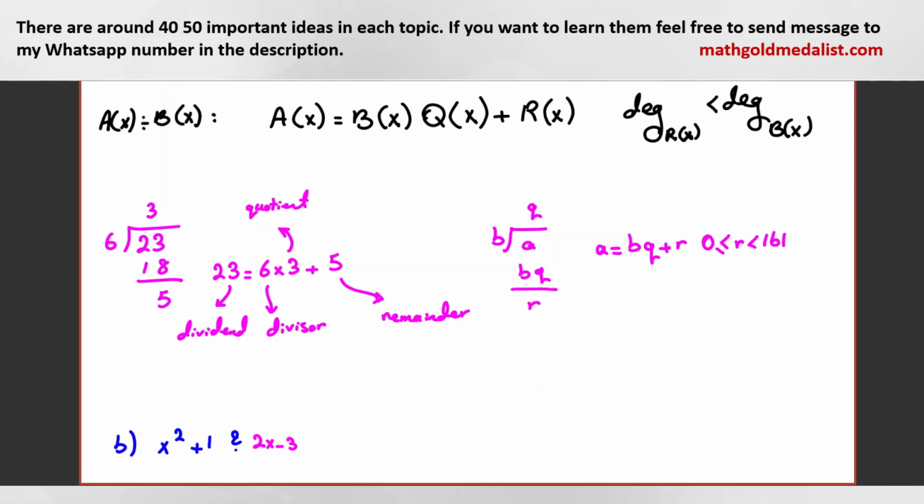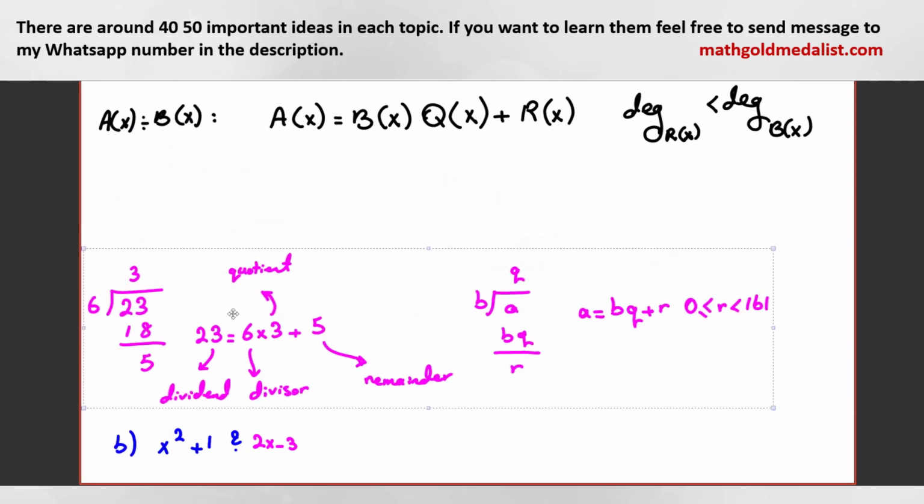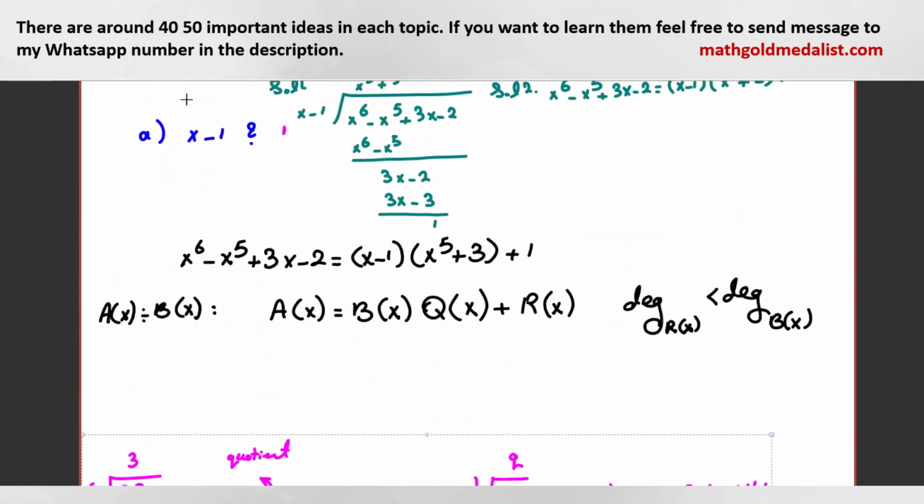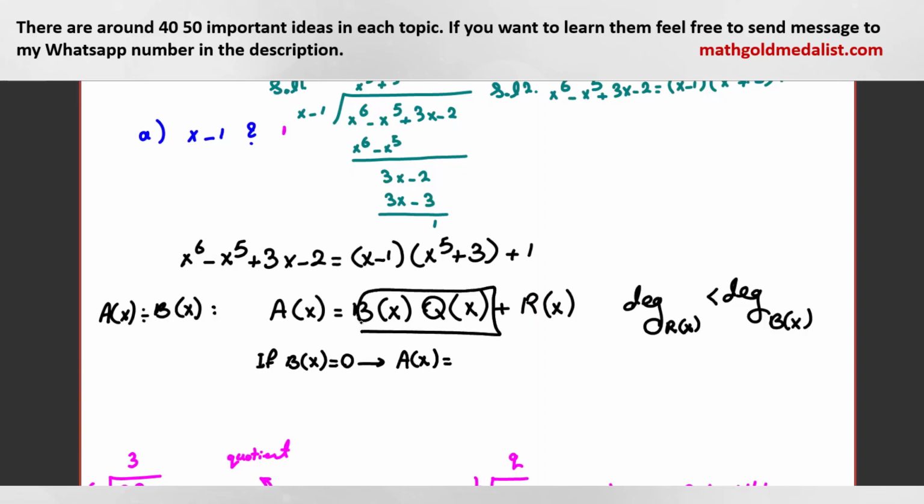We want to use this for solving the rest of the problems and also AMC problems. And now let me tell you something. If b of x is equal to 0, do you agree we can conclude the left hand side a of x is equal to what? This part will be 0. Do you agree it will be equal to r of x?